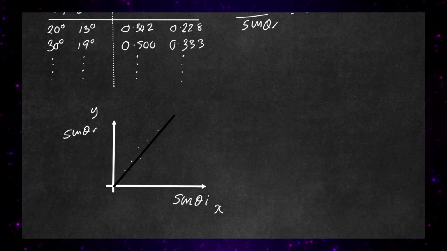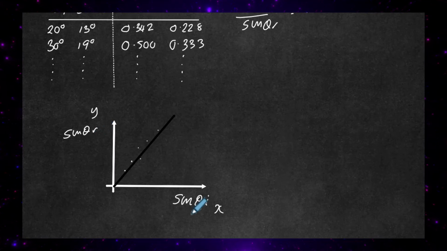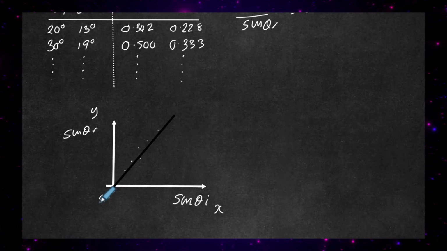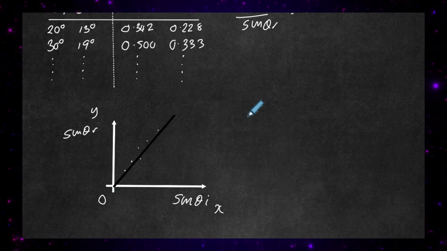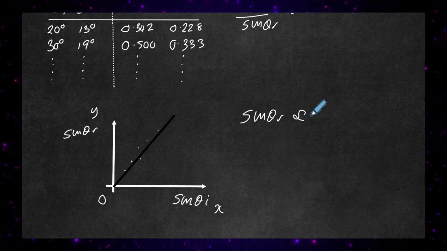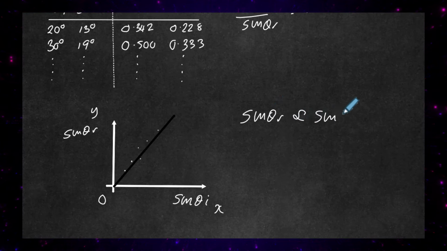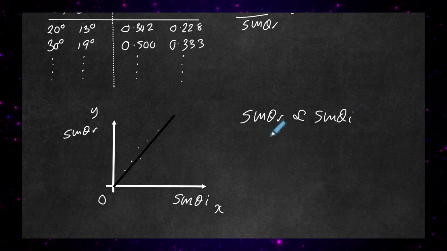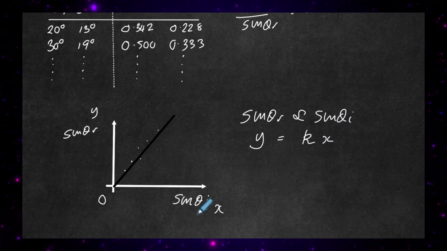That tells you a very important thing. It tells you a relationship between sine theta R and sine theta I. If it passes through the origin and is a straight line, we can say that sine theta R is directly proportional to sine theta I. Now we can then say that sine theta R, remember that's the y part there, has got to equal a constant times the x part, which is the sine theta I here.